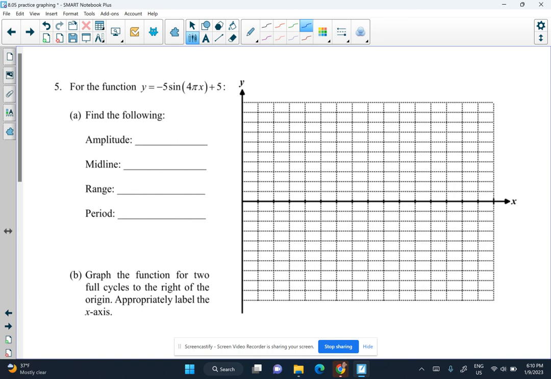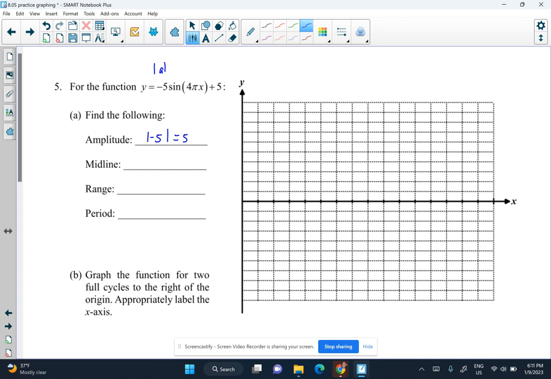So we're given the function -5 sine 4 pi x plus 5, and the first thing we're asked to do is find the amplitude. Well, the amplitude is always the absolute value of the number that appears before the sine or cosine function. And so in this case, it's the absolute value of -5, or 5.